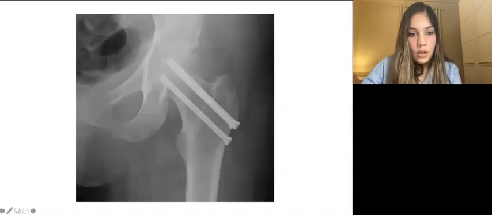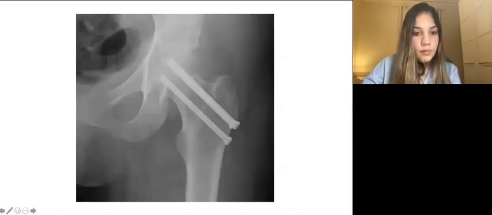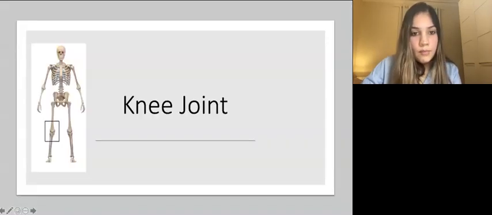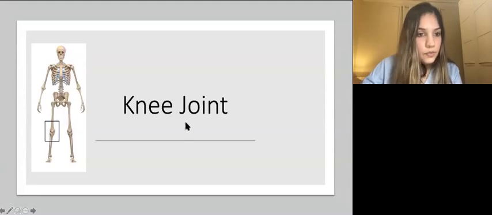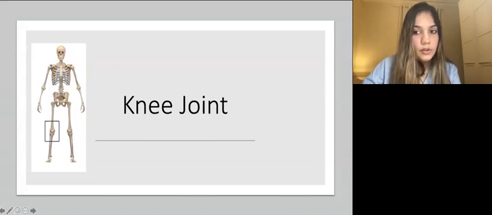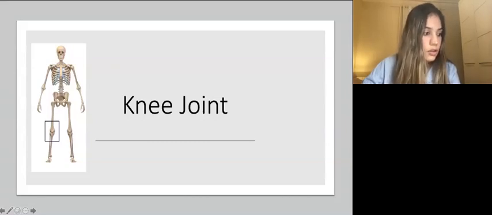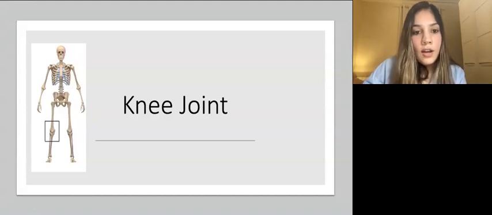Okay. So moving on from the hip joint to the knee. We'll work our way downwards. Everyone happy with the hip and the neck of femur bits for now? Okay. So now down to the knee joint.